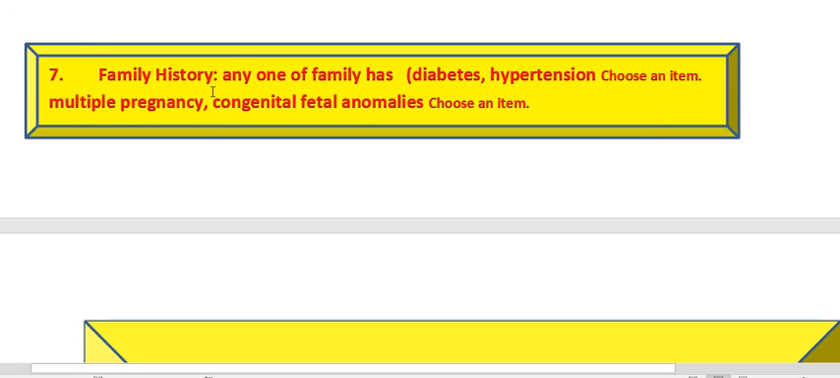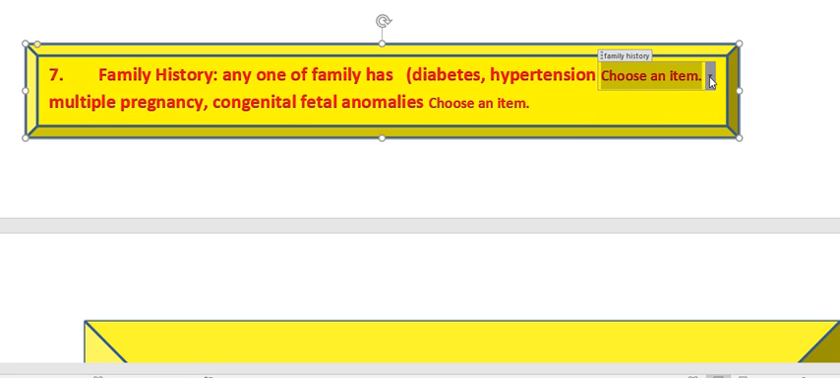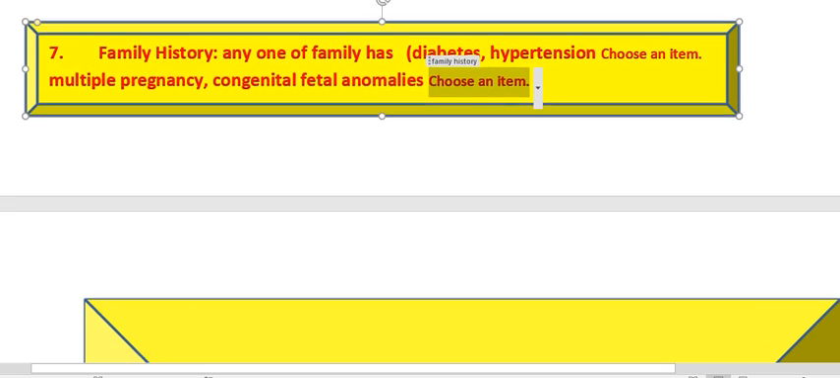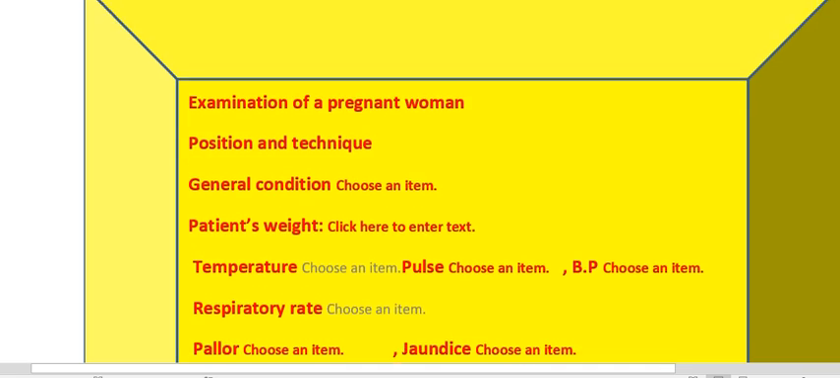We have to also ask about family history of diabetes or hypertension, and then the maternal history of multiple pregnancy, congenital anomalies, or mental retardation. And then we are going to examine the patient.